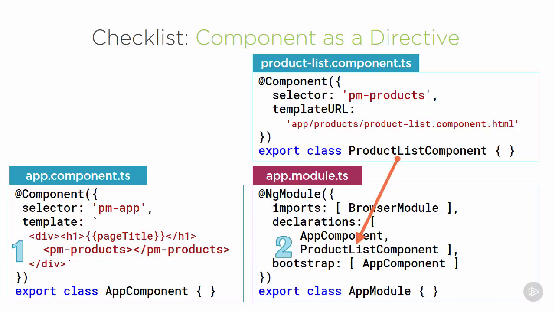We then declare the component so it is available to any template associated with this Angular module. We add the component to the declarations array passed into the NgModule decorator of the Angular module.